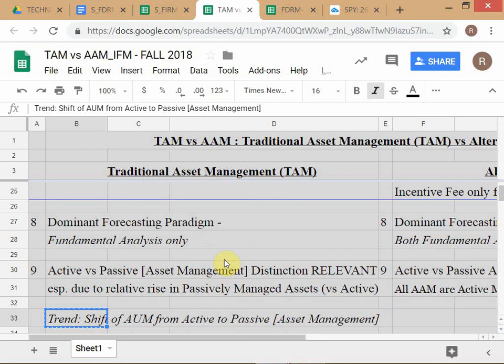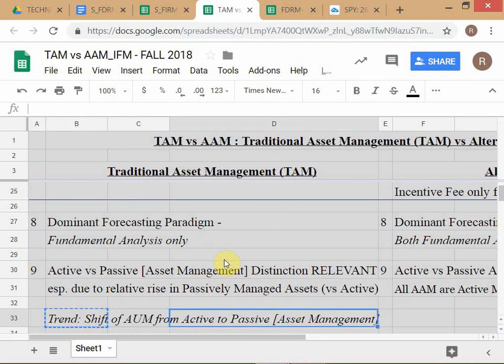is the dominant forecasting paradigm. Have you guys heard of the word? No, the markets, the standard is 2 and 20.